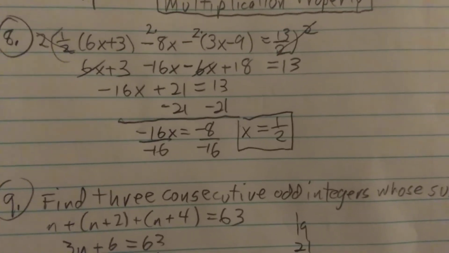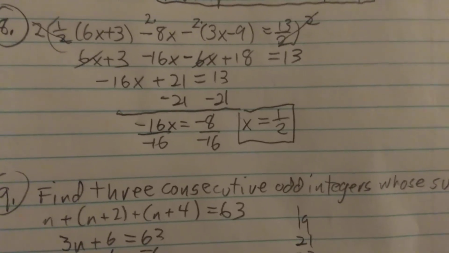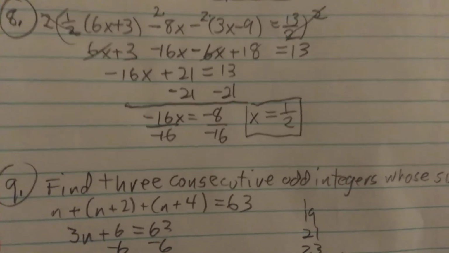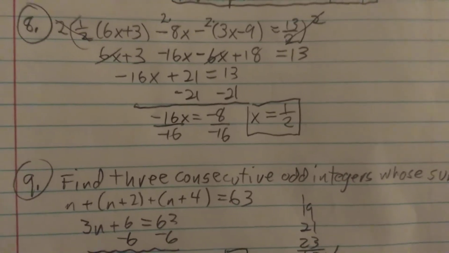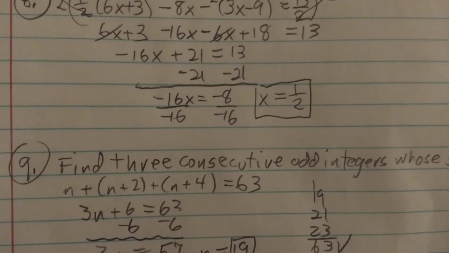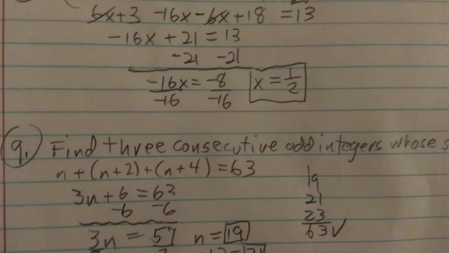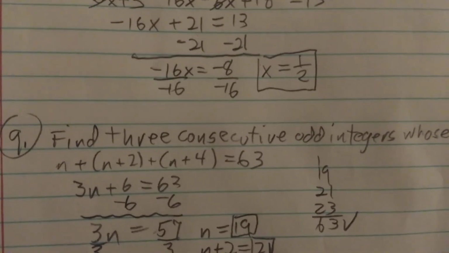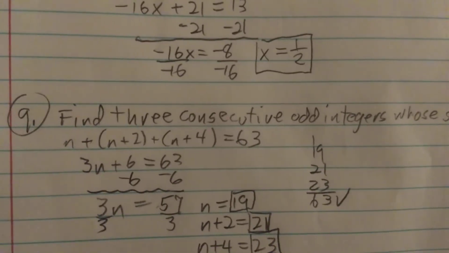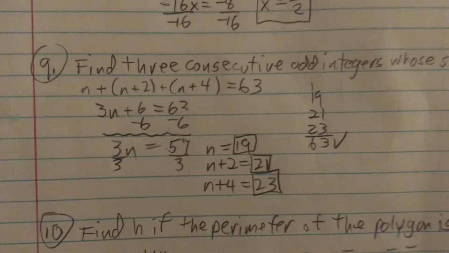Now a 6x and a minus 6x cancel, so I've got negative 16x plus 21, 3 plus 18, equals 13, and subtracting 21 from both sides, I get negative 16x equals negative 8, and dividing by negative 16 on both sides, I simplify negative 8 over negative 16 to x equals 1/2.